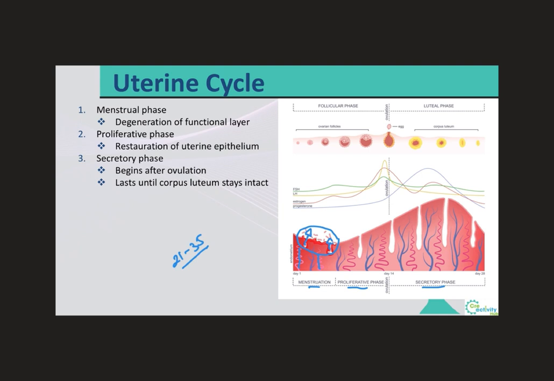Now the process of endometrial sloughing, called menstruation or menses, generally lasts about 1 to 7 days. And during this time, in fact, about 35 to 50 mLs of blood is lost.